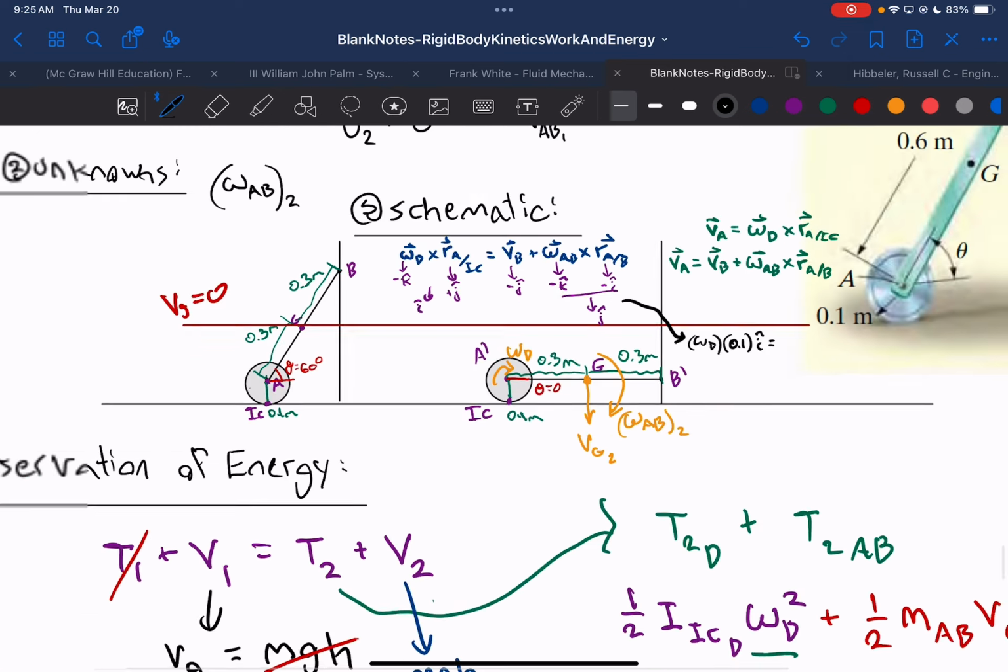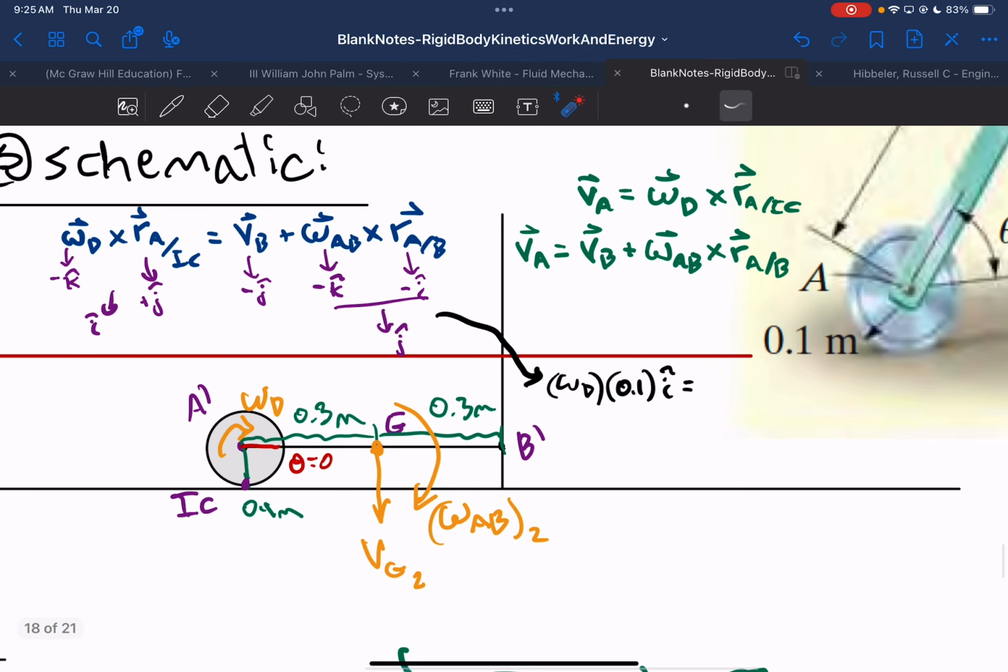This is going to equal my velocity of B in the negative J direction, so let's say negative VB in the J direction, plus omega AB multiplied by what is this position vector, A with respect to B? Just the magnitude. 0.6. Is it 0.6? Do you guys agree? Are you sure? Confidence. Yes. Good job. It's 0.6.